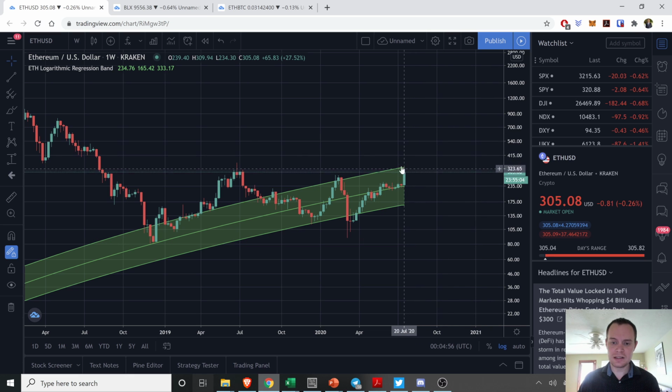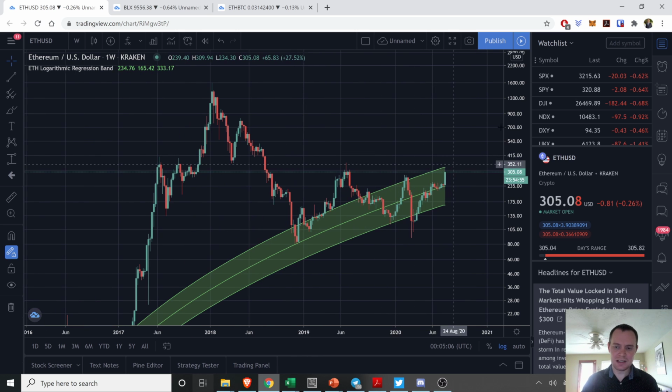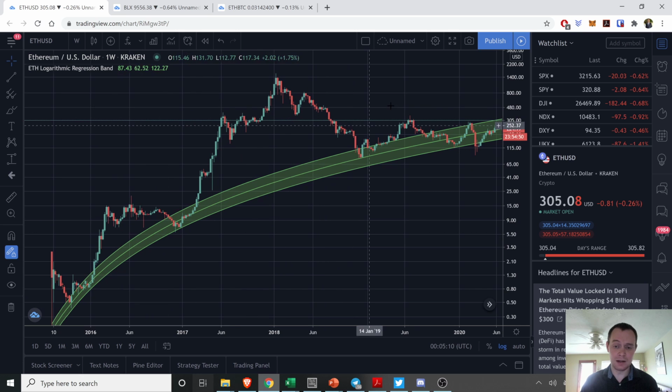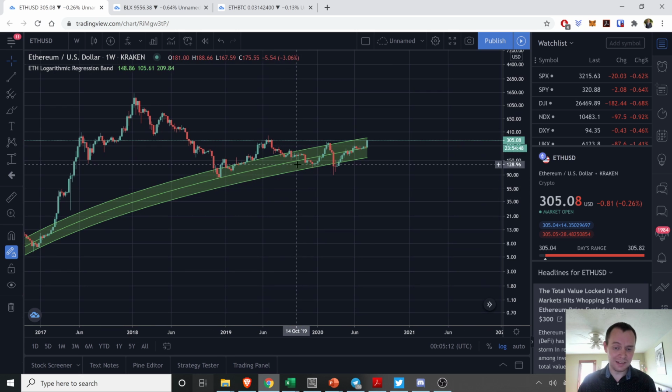So we're getting close to the top of our primary regression line. If we were to pop out of this, I would start considering that we might be getting into speculative bubble territory, but you can see that we've been well into speculative bubble territory multiple times. So do consider that. We'll obviously follow that.